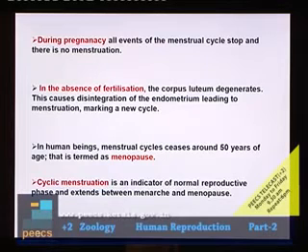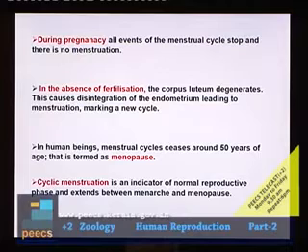In human beings, the menstrual cycle will happen from menarche to menopause. Actually, the reproductive years of a female are supposed to be from menarche to menopause. From menarche to menopause, they are reproductively functional. Cyclic menstruation is an indicator of normal reproductive phase in an individual, or we can say that individual is reproductively healthy. Now we can answer some questions.